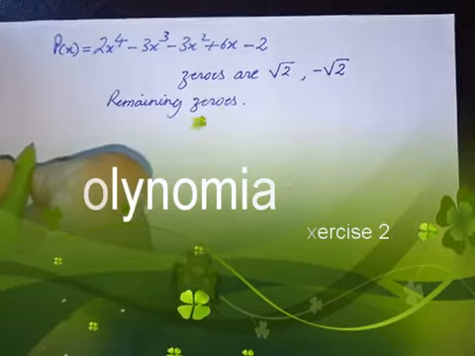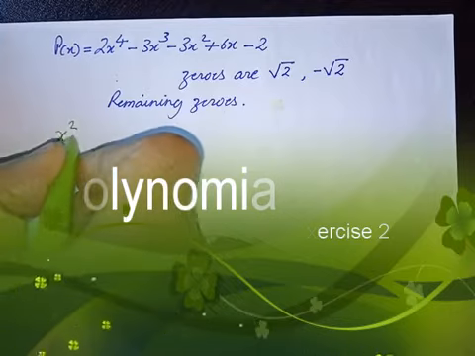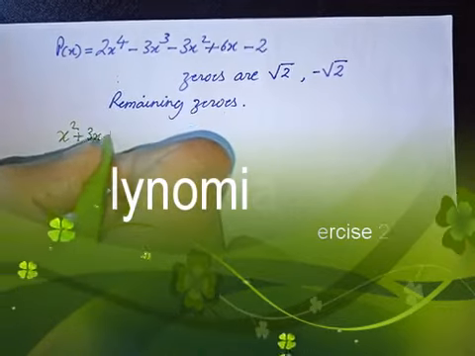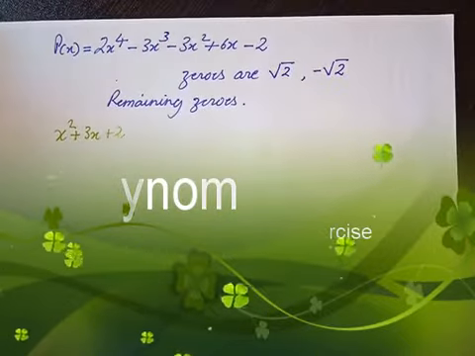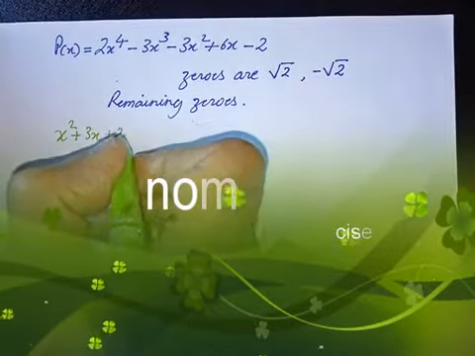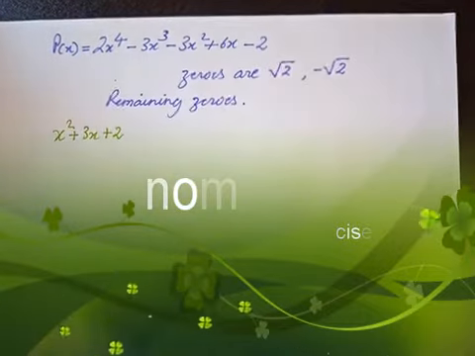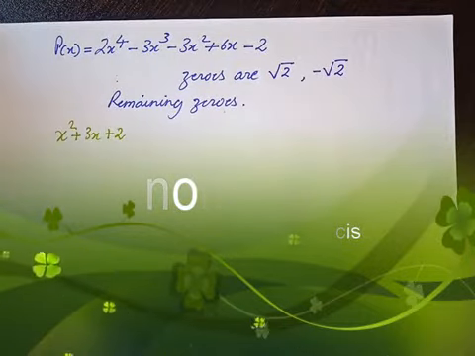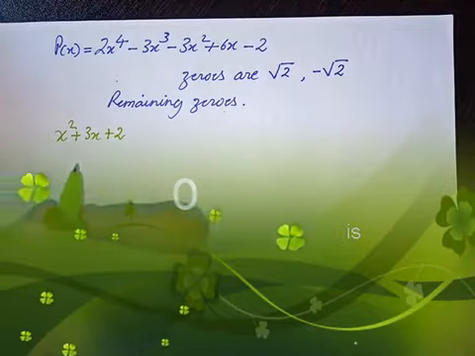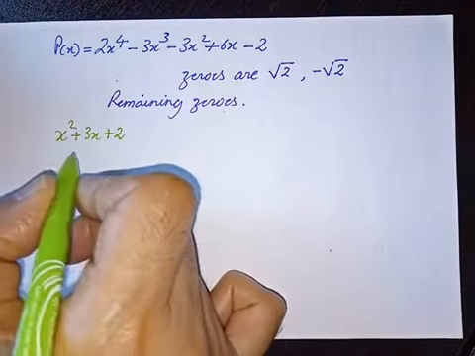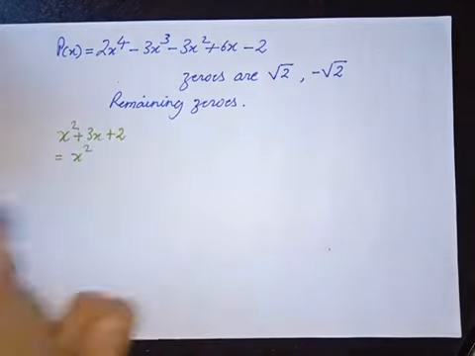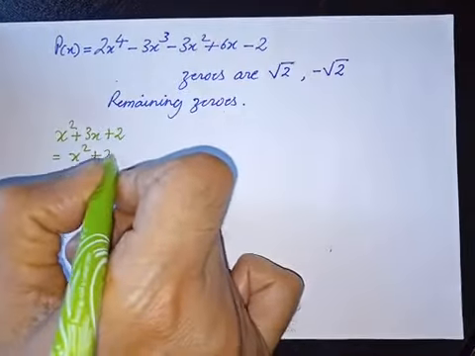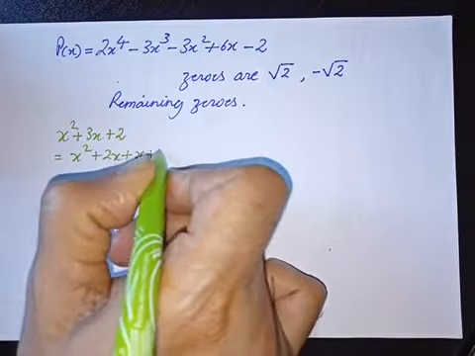I am writing a quadratic polynomial, which is x square plus 3x plus 2. So the polynomial is x square plus 3x plus 2, and we have to find the zeros of this polynomial. For that we will be using the splitting the middle term method. So this equation can be written as x square plus 2x plus x plus 2.